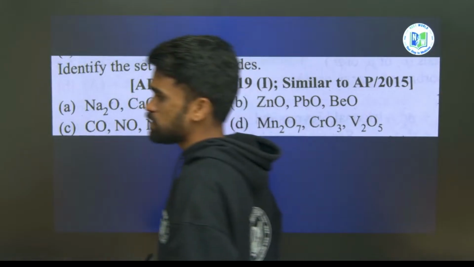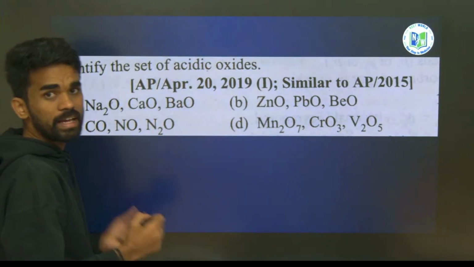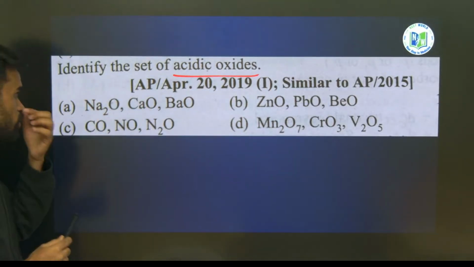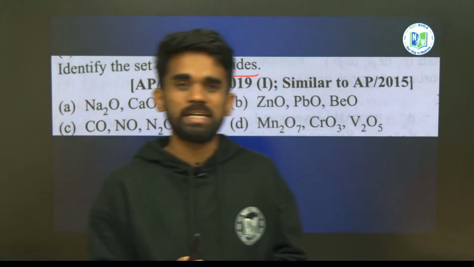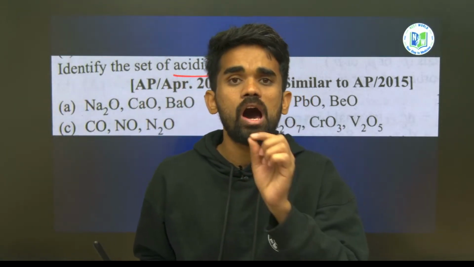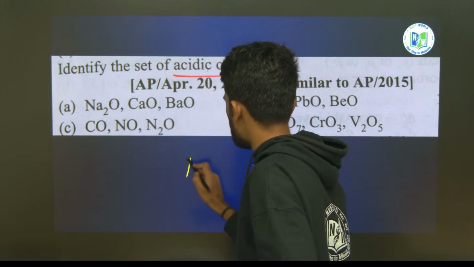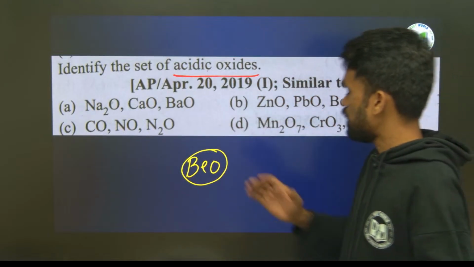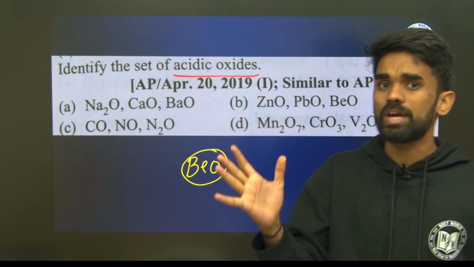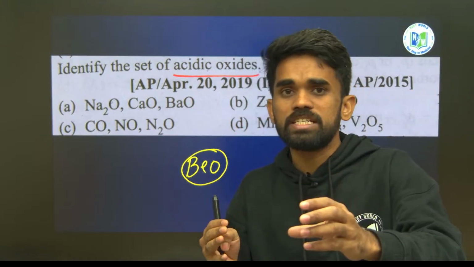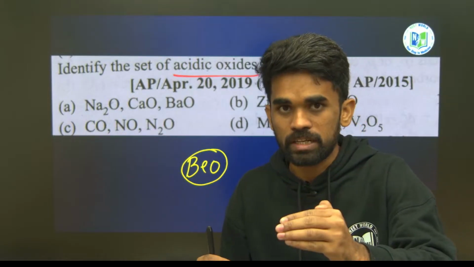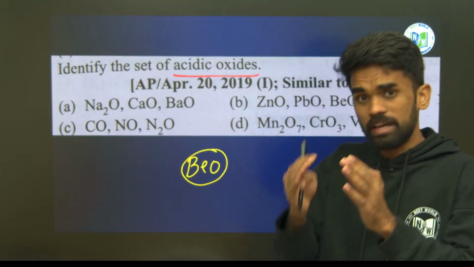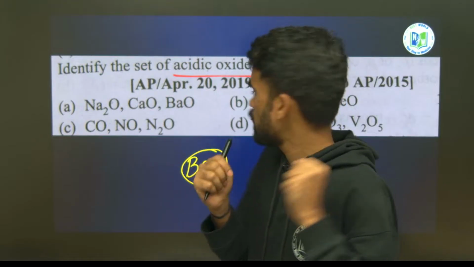Look at this. This is from periodic classification, or I can say oxides. Identify the set of acidic oxides. Whenever you have alkali metals and alkaline earth metals, the oxides of those elements will always be basic, except beryllium oxide. Remember that. When it comes to p block elements, in their lower oxidation state they might be neutral or amphoteric, but in higher oxidation state they can be acidic.